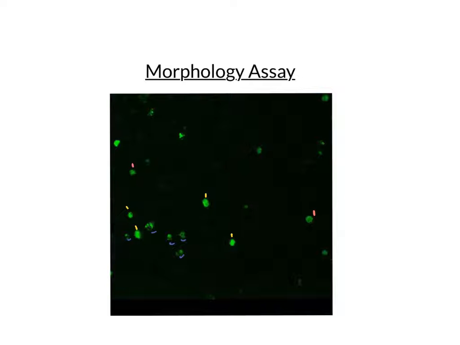Another step in the experiment was conducting a morphology assay. A morphology assay allows us to see the nuclear morphology of the HL60 cells after their treatment with the mistletoe extract. The morphology assay uses a DNA binding dye called cyto16 to see the degradation of the DNA through apoptosis. The cells were observed under a fluorescent microscope.